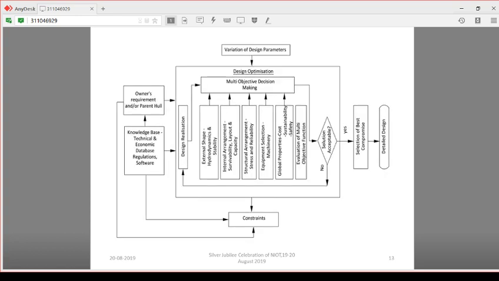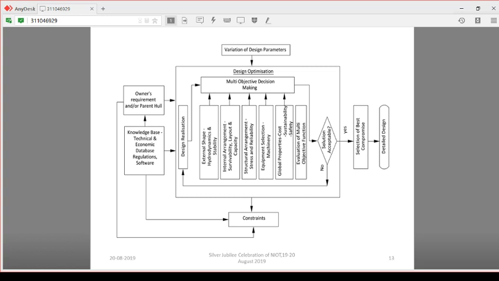Same thing shown in a different form. You can see that the knowledge base forms an integral part of this design activity. I will not undermine it. And also, you will understand that management of this activity is a very important part.